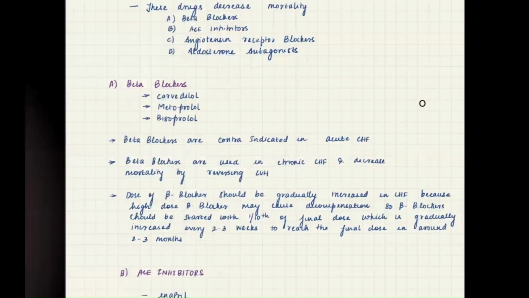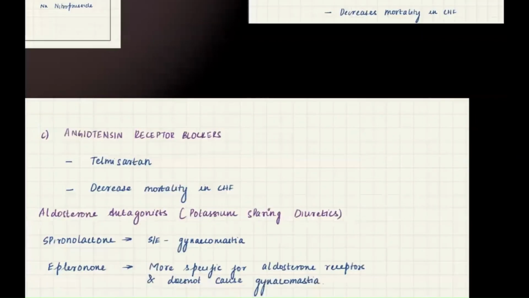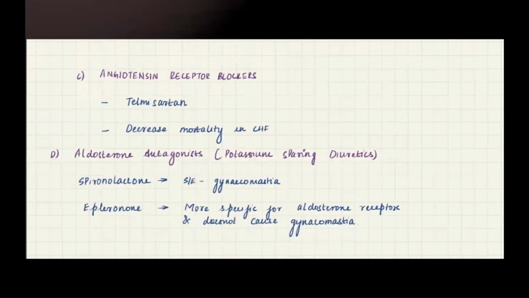For decreasing the LVH and cardiac remodeling, these drugs can decrease the mortality: beta blockers such as carvedilol, metoprolol, and bisoprolol; ACE inhibitors, enalapril, which decrease mortality in CHF; angiotensin receptor blockers, telmisartan, which decrease mortality in CHF; and aldosterone antagonists, spironolactone and eplerenone.